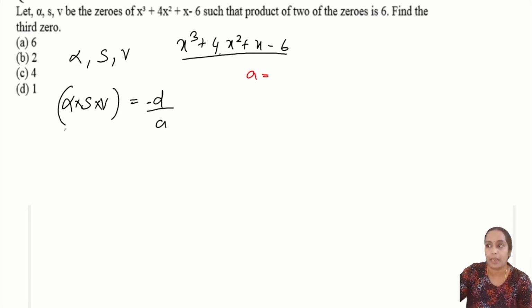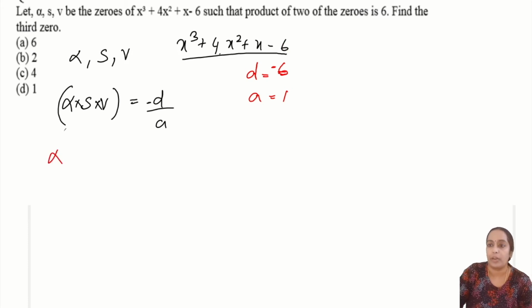What is my minus d from the given question? The d is the constant term. So here d is equal to minus 6. It's a negative 6. So this is my constant term. What is my a? a is the coefficient of x cube, which is 1. See, look at it. a is the coefficient of x cube, which is 1. d is the constant term, which is minus 6.